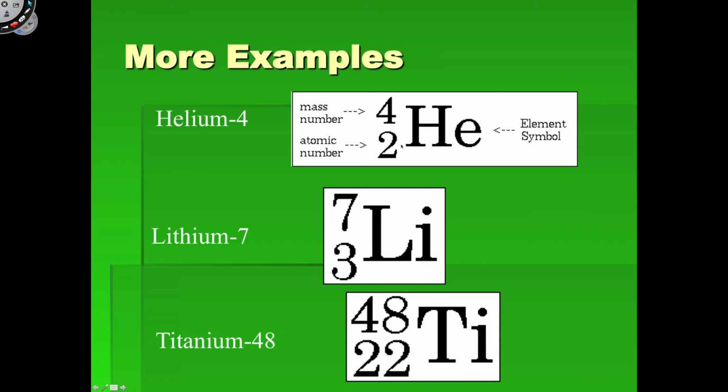So you should be able to identify this either way, lithium-7, or be able to write it in nuclear notation and so on. All right, so that's how we go about doing our symbols for isotopes. That's part 2.